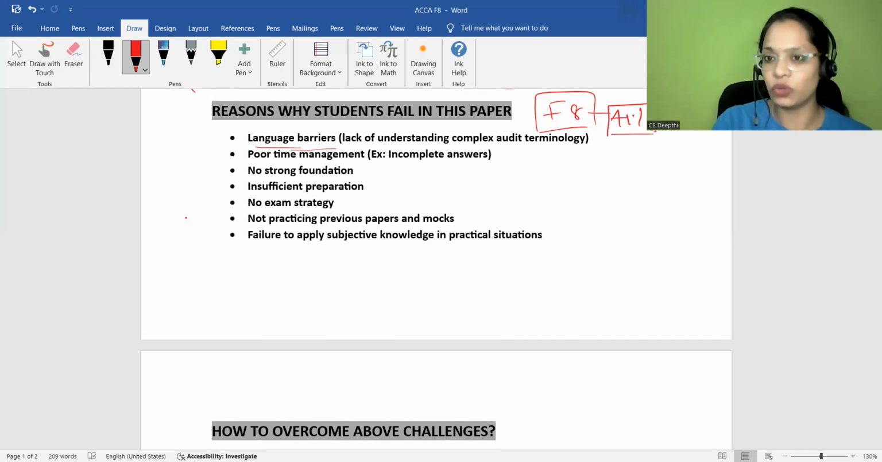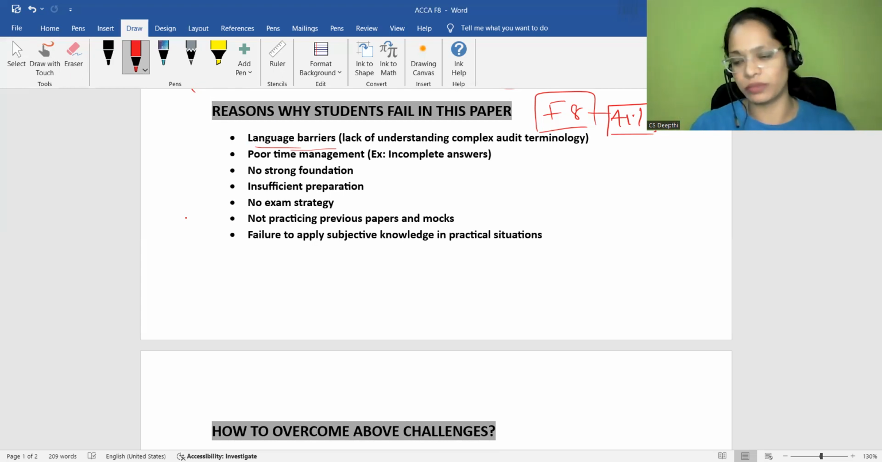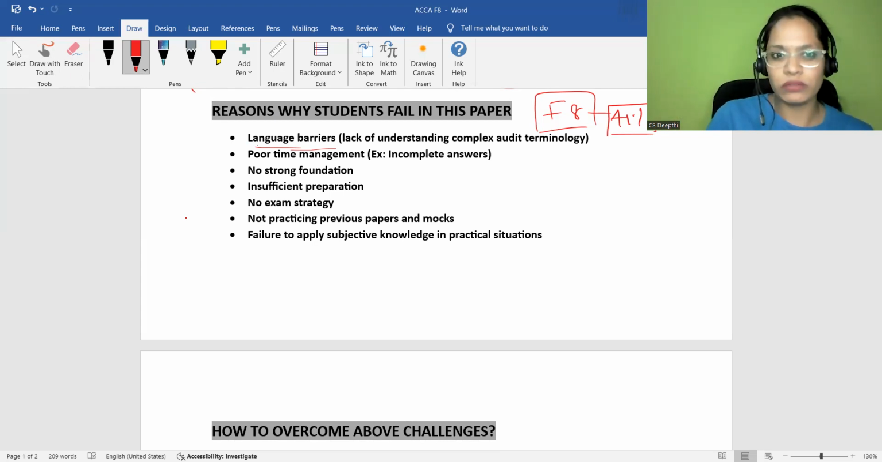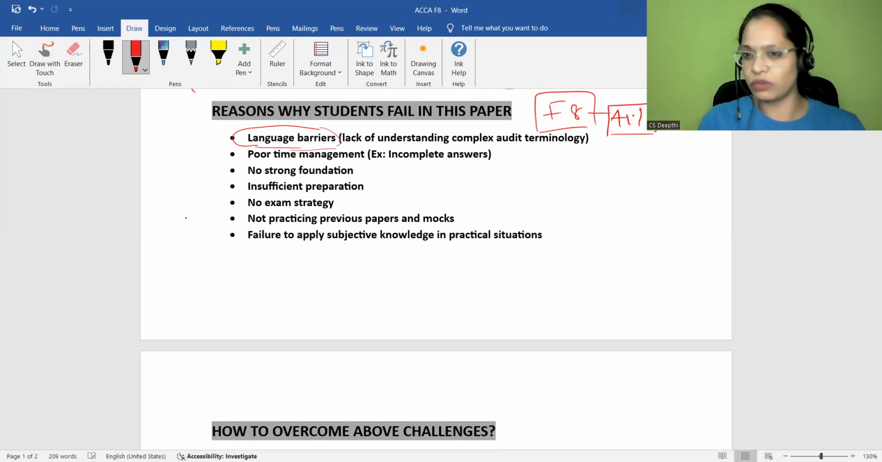Then only you will be able to present the paper in a professional manner. The examiner expects that students should present the paper properly and in a professional way, so that the examiner will get impressed. Even if two or three errors are found, he will still be convinced because you have presented in that professional manner. Okay, so language barrier, what I felt, is one of the causes for your failure.